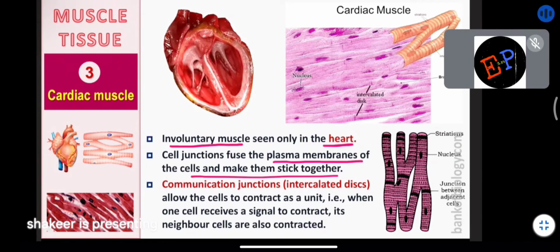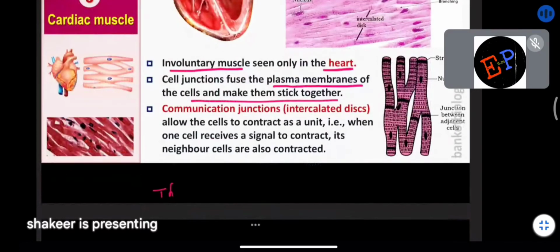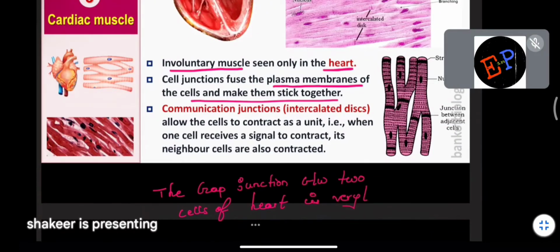Normally, one cell and the next cell are connected by a small region, a small gap junction, no? But here the size of the gap junction present between the two cells of cardiac muscles is very, very big. Understood? So what is the point here? You have to write: the gap junction between two cells of the heart is very large. Size of the gap junction is very large.